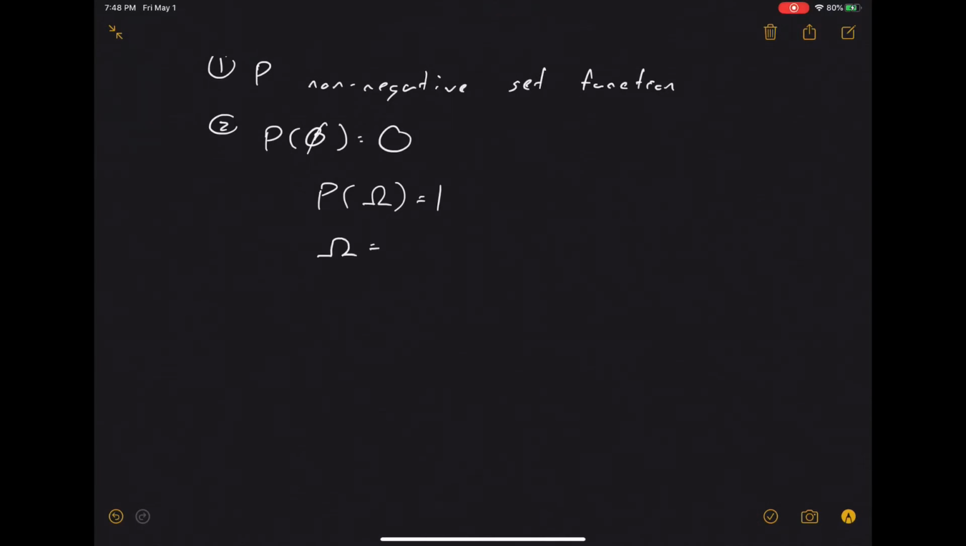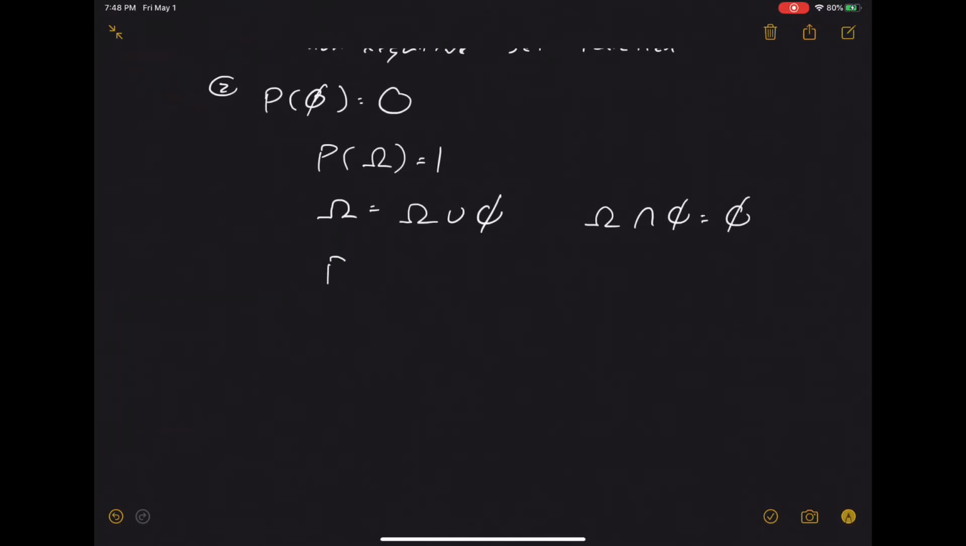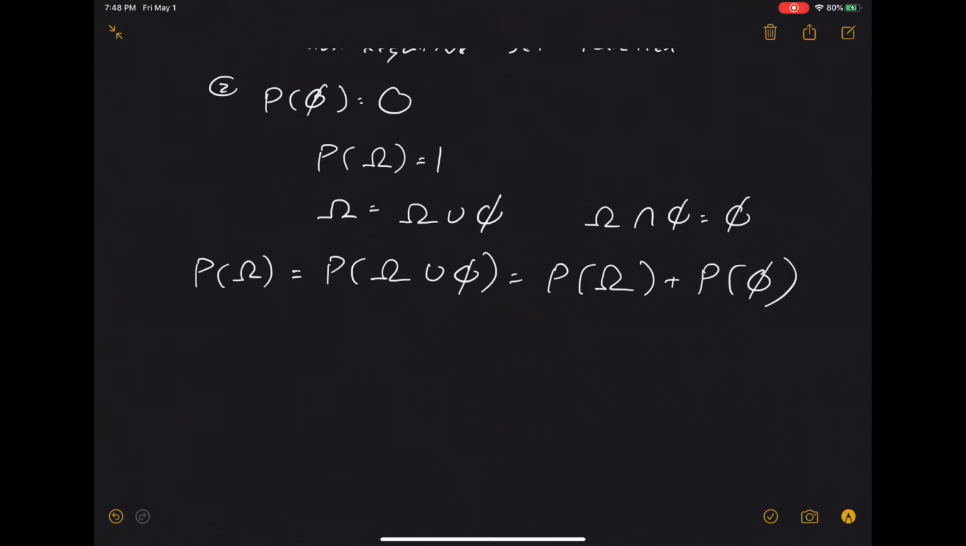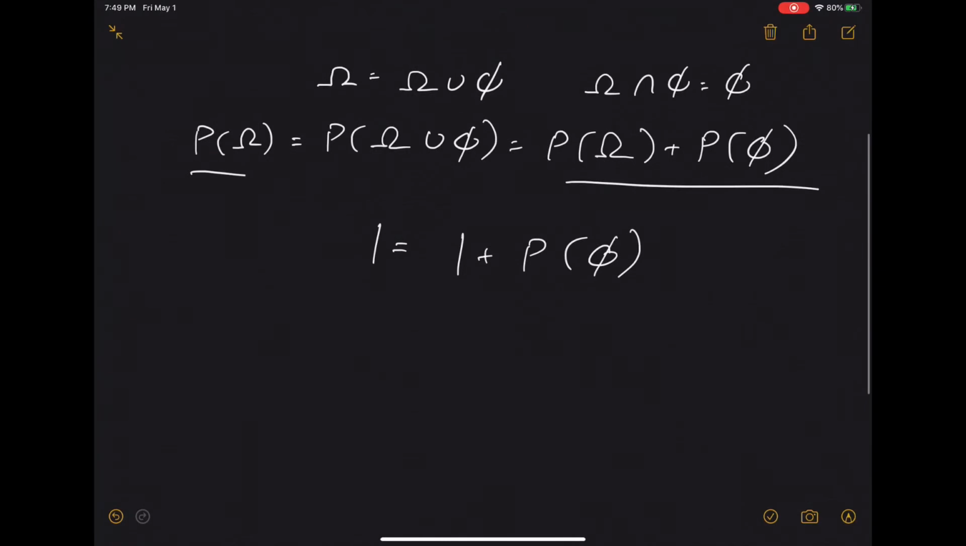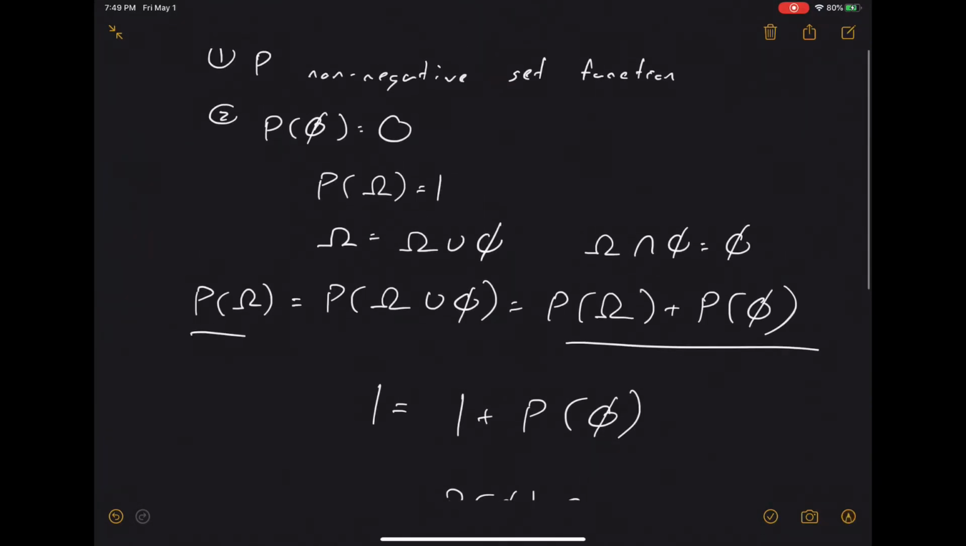Well, omega is equal to omega union the empty set. And these two sets are disjoint, right? Omega intersect the empty set is equal to the empty set. So by our axioms, the probability of this is equal to the probability of these two individually. And on the other hand, omega union empty set is just P of omega, so P of omega is 1. And on this side, I have 1 plus P of the empty set. And since P is non-negative, it must be that P of the empty set is equal to 0. Okay, so condition 2 is satisfied.